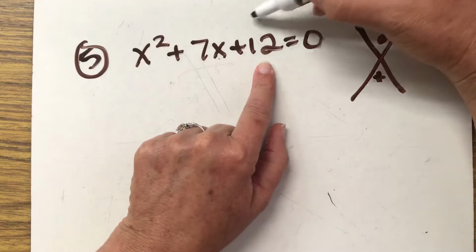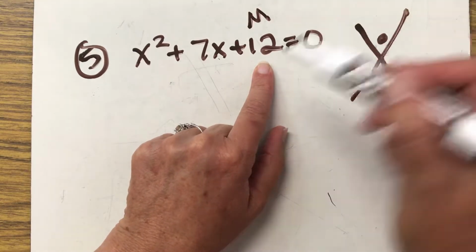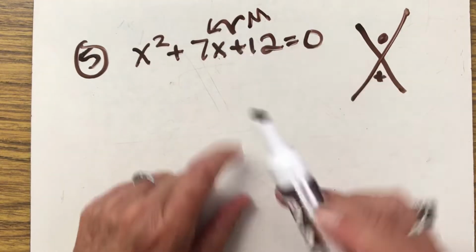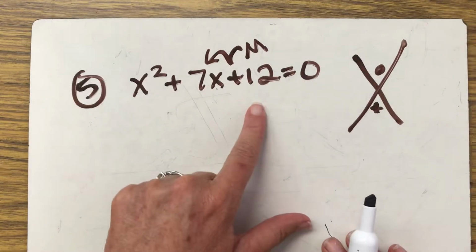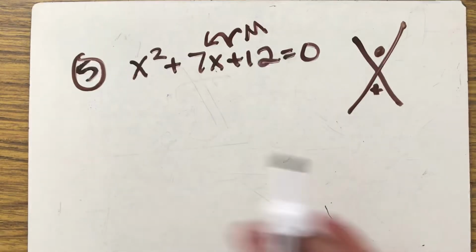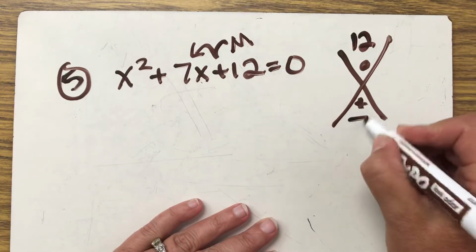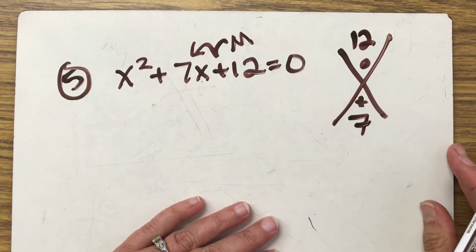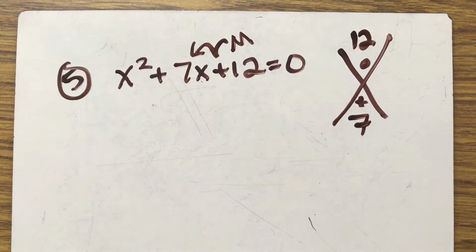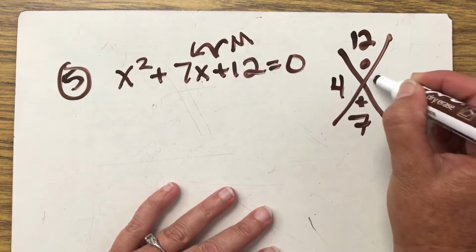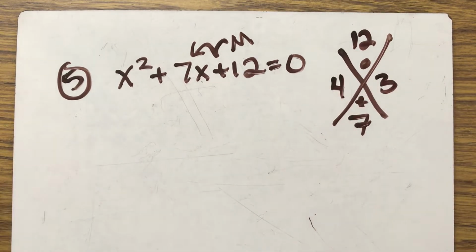So what are the factors of 12? What multiplies to give you 12, but adds to give you 7? Think of two numbers that multiply to give you 12, but combine to give you 7. This is where some of you were really struggling a couple weeks ago. You might need a multiplication chart. If you said 4 and 3, I concur. 4 and 3 are the two numbers.